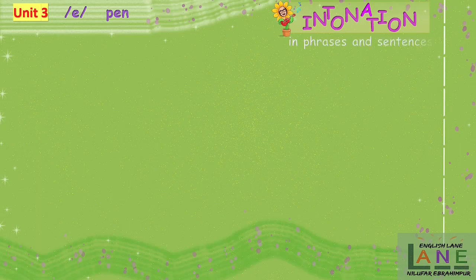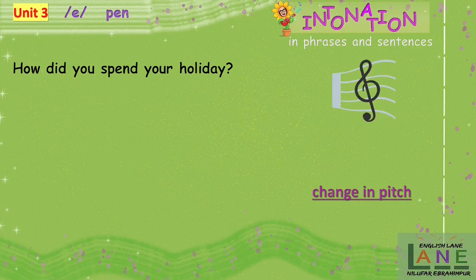How is intonation in phrases and sentences? This is really important and it affects your accent greatly. Look at this sentence. How do you say it? Well, it's a kind of WH question, so you need to use a falling intonation at the end. How did you spend your holiday? How did you spend your holiday? You need to use a change in pitch at the end of the sentence, either rising or falling. And in this kind of WH question, we need to use a falling one at the end.